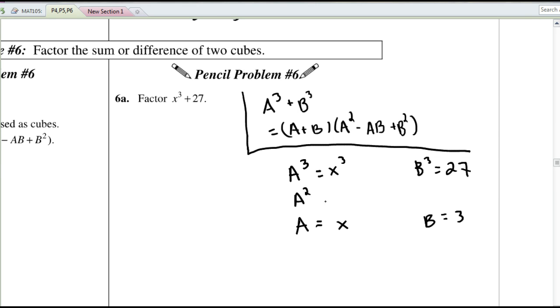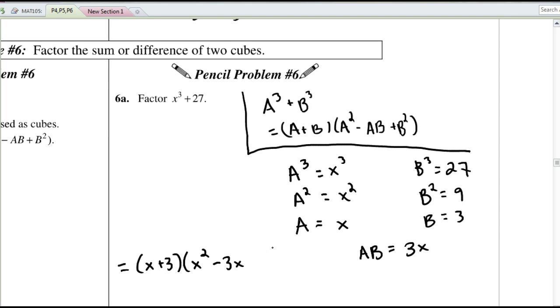Now let's figure out a squared. A squared will just be x squared. b squared will be 3 times 3, or 9. And then ab will give us 3 times x, or 3x. Okay, so to actually factor this one, all we have to do is basically copy and paste into the formula. So a plus b is going to be x plus 3. And then our next one, we have a squared, so that's x squared, minus ab, so minus 3x, and then the last term is plus b squared, so plus 9. And that's it.